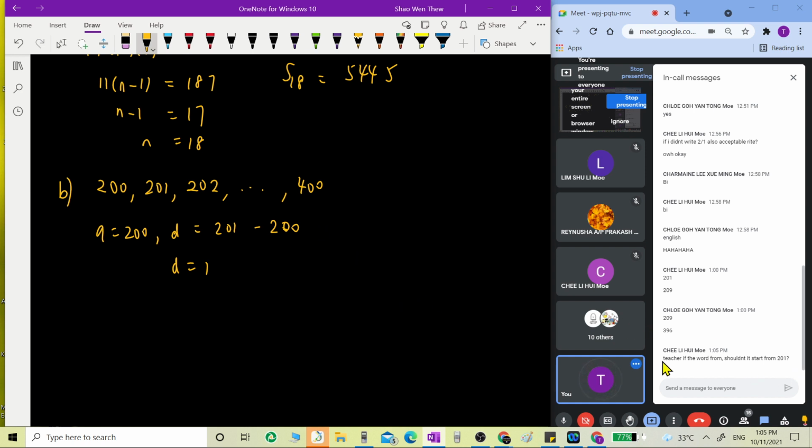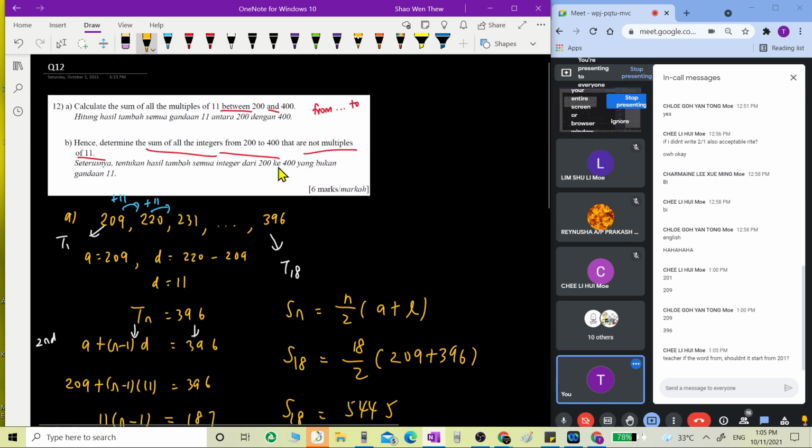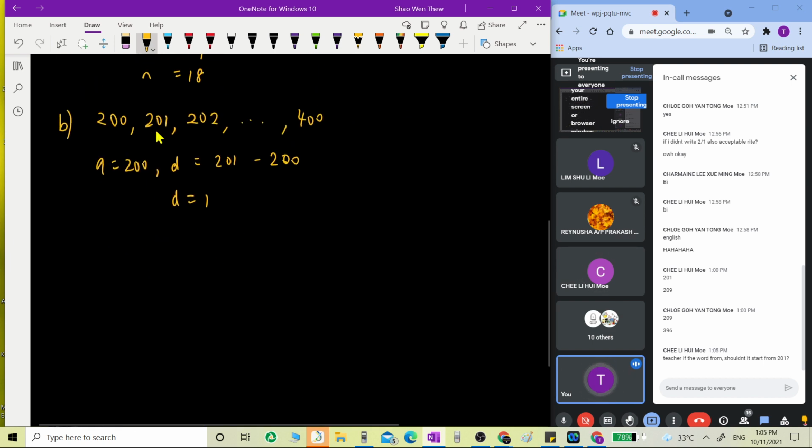Sorry. If you say between, not from, then between 200 and 400 means start from 201. Yes. If this one is from, then start from 200. Okay, sure. So D is equal to 1.